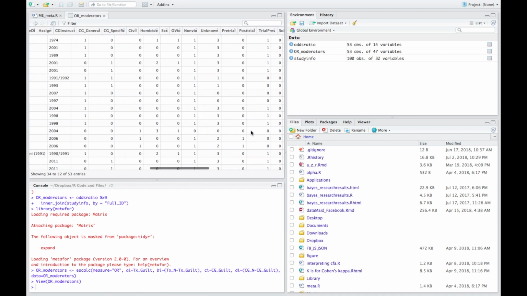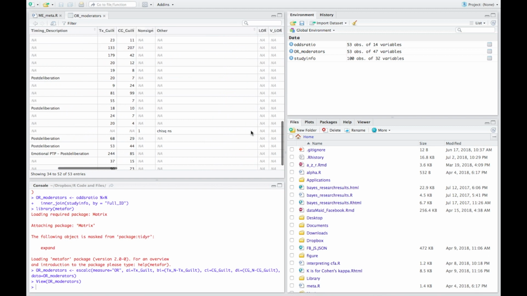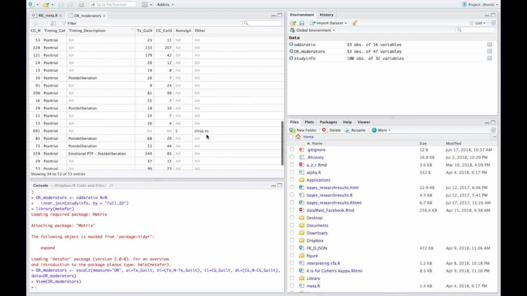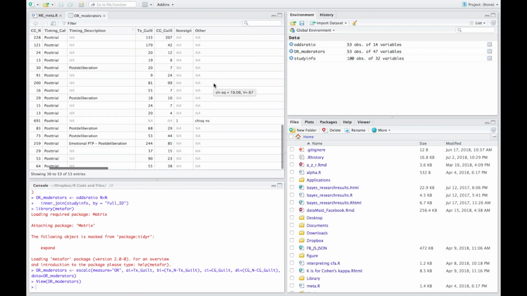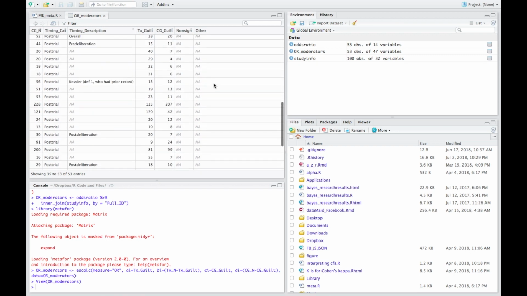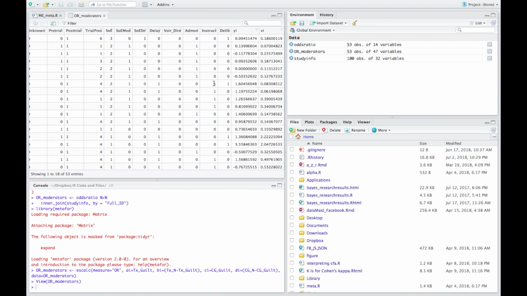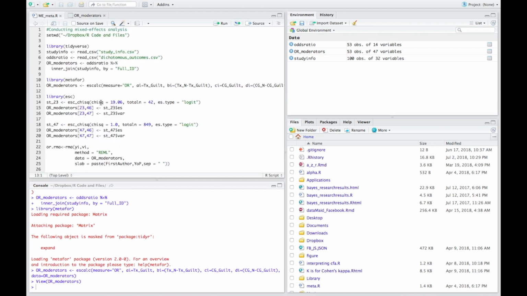So if we scroll over, this one, the only information they gave was that the chi-square was not significant. The other study gave a chi-square which was significant, as well as Cramer's V, the effect size for chi-square, but it didn't give me the number of guilty outcomes for the treatment group or the control group. But I can use these chi-square values for these two studies to fill in that missing information. And that's where I'll use the ESC package.